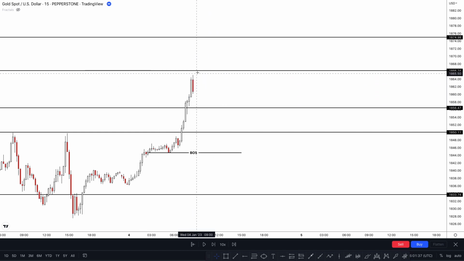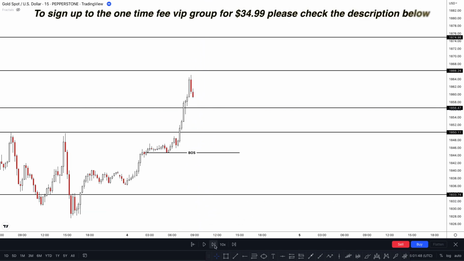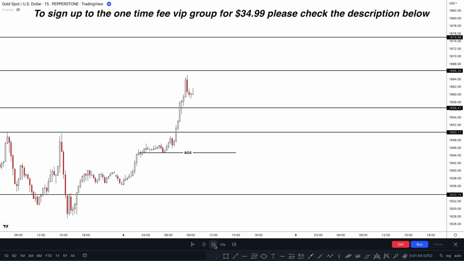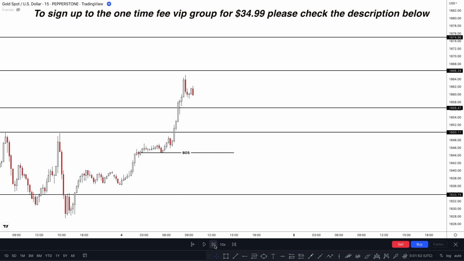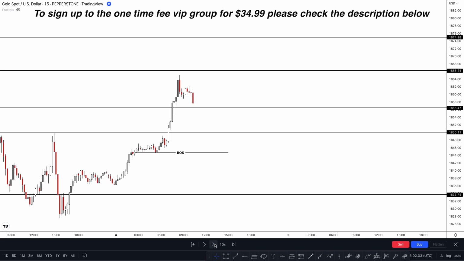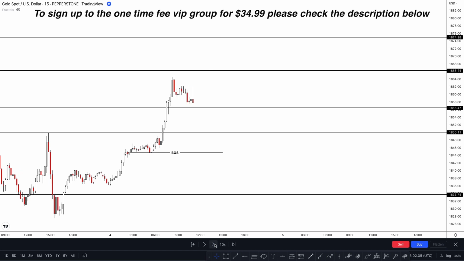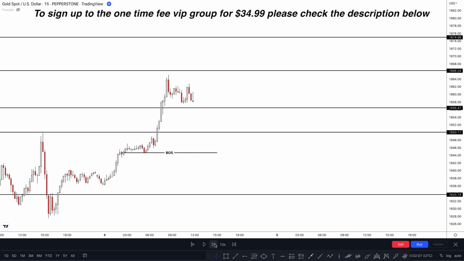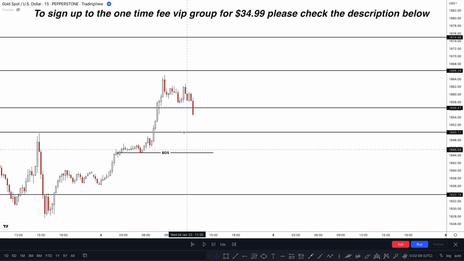So again, I'm waiting for price action to get to this level here and then give me a rejection on the way back down for a trade. Or if it breaks through this level, I'll be looking to take a sell trade. So let's just see what actually does happen. Okay, so we had a break of structure towards this level here.